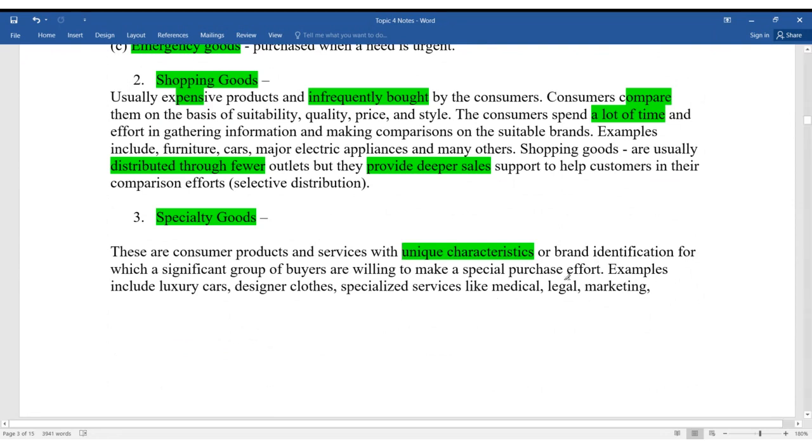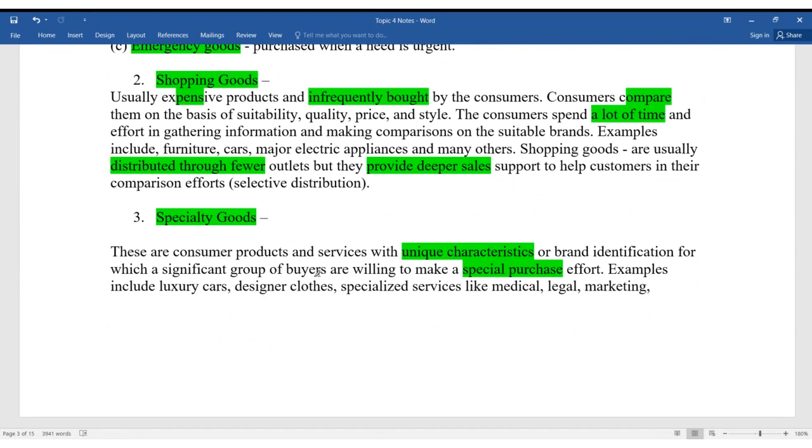But the buyer is normally willing to make a special purchase effort. Why? These products tend to be distinguishable from others because of the specific need of the customer that wants to buy them. In other words, these are goods that are customized according to customers' requirement.